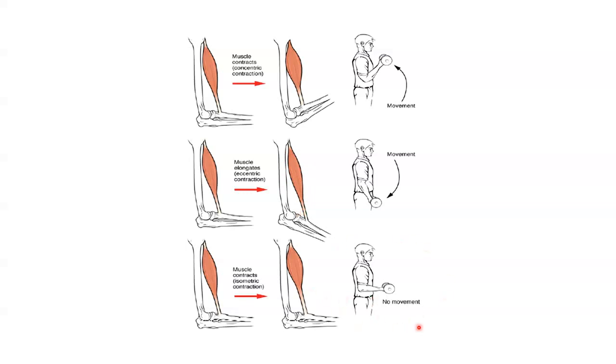And then we have an isometric muscle contraction, where we're producing force or tension in the muscle, but that muscle isn't changing length. So in this case, we're just holding that weight and holding our elbow at that 90-degree angle and not moving. We still need to produce force to hold that weight in this position, but our muscle isn't changing length.